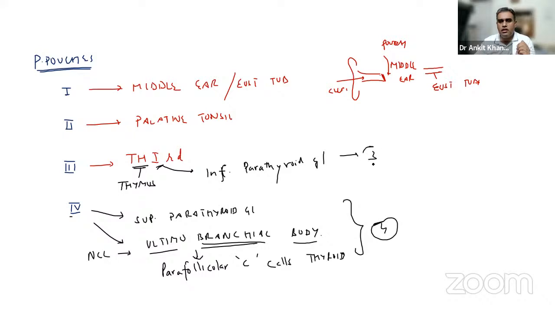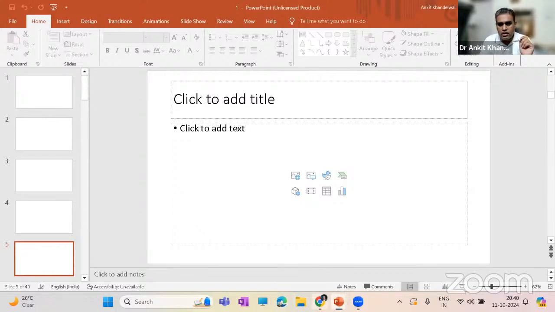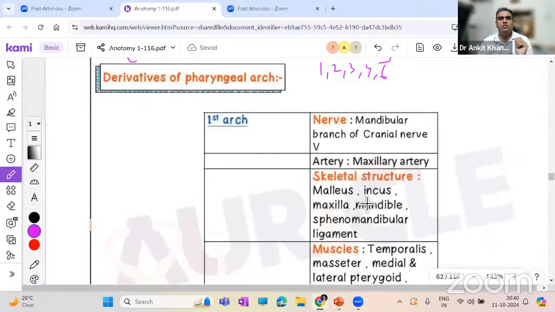This is coming from the third pouch. That is the second, and this is the first pouch. Four pouches were there; at least remember this much. This much is sufficient. Now let us come to the notes and see what extra we can gain from the notes. So the derivatives of the pharyngeal arches are being shown over here.